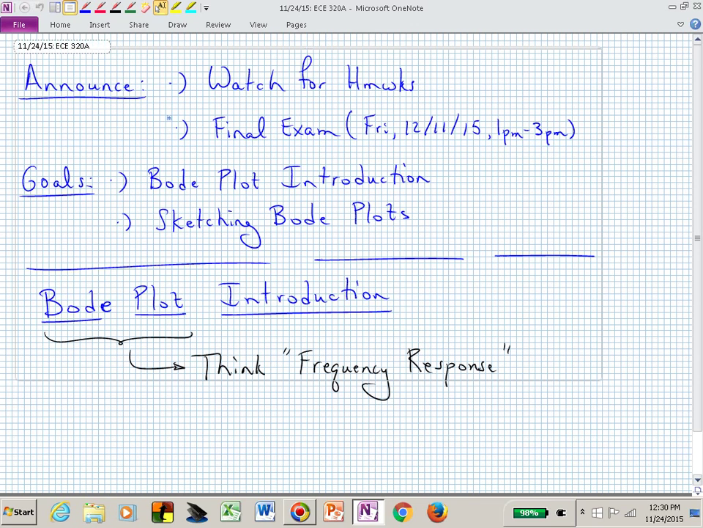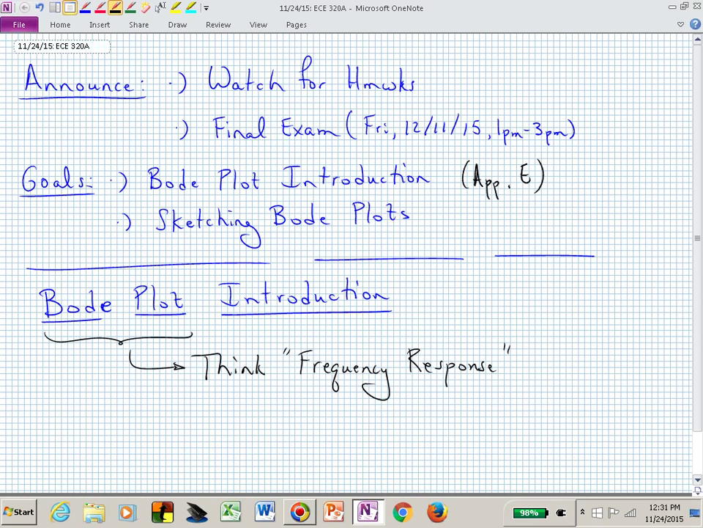Some announcements. Watch for homeworks. I really don't want to post one before we've had enough background material to allow you to work these problems. We will be talking about Bode plots, which really are in the appendix, and I think it is Appendix E. Today we'll try to do the introduction, and we'll then look at the process in more detail when we talk about sketching these Bode plots with more terms.